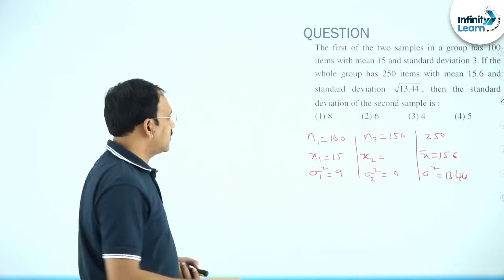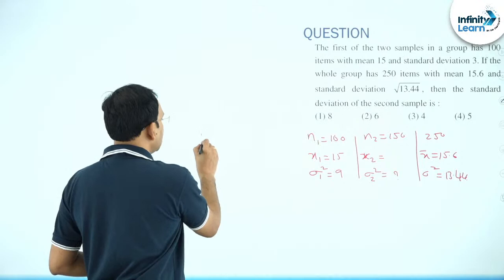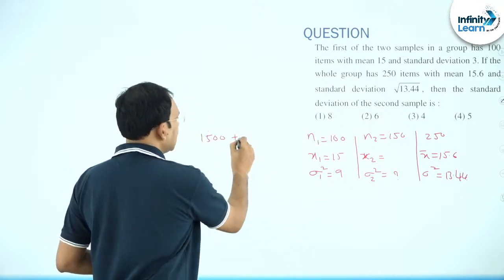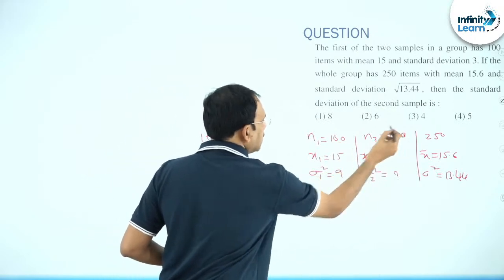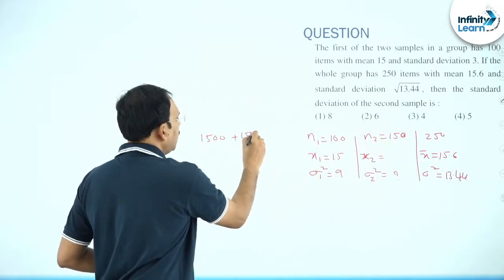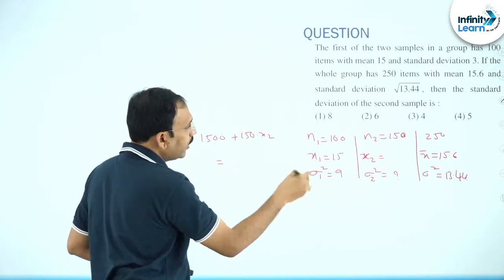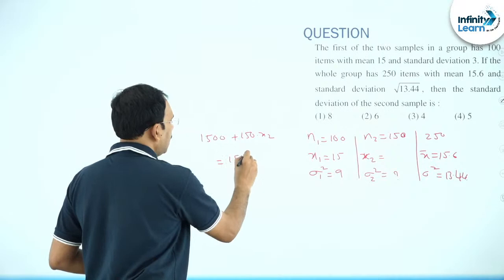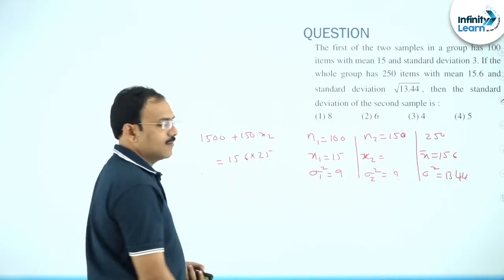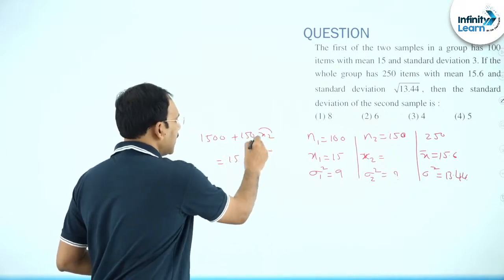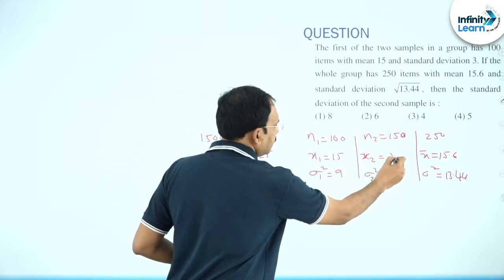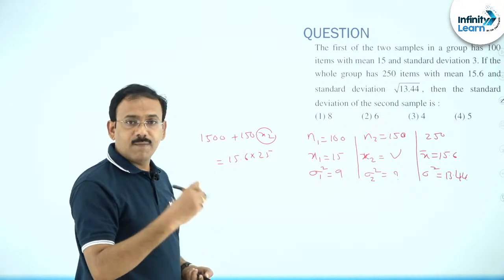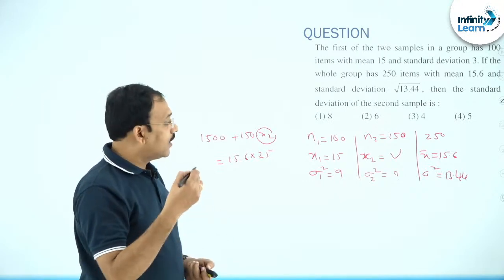Combined mean, friends: for 100 items average is 15, means total 1500. For 150 items average is not known, which is 150 into x2. This is going to be total 15.6 into 250, that is all. From this you will get x2. So now you have n1, n2, x1, x2, sigma 1 square, sigma 2 square.